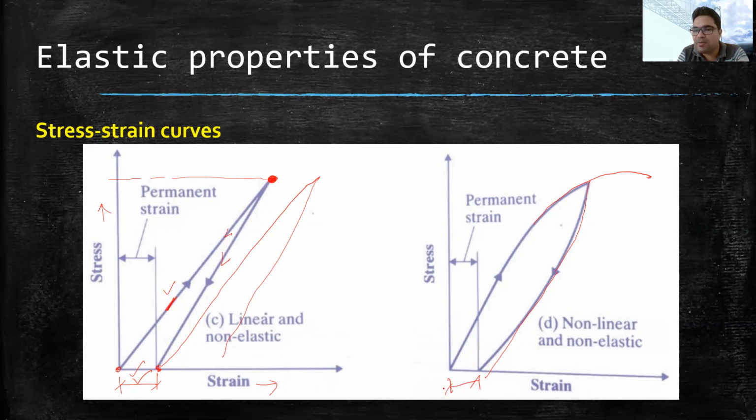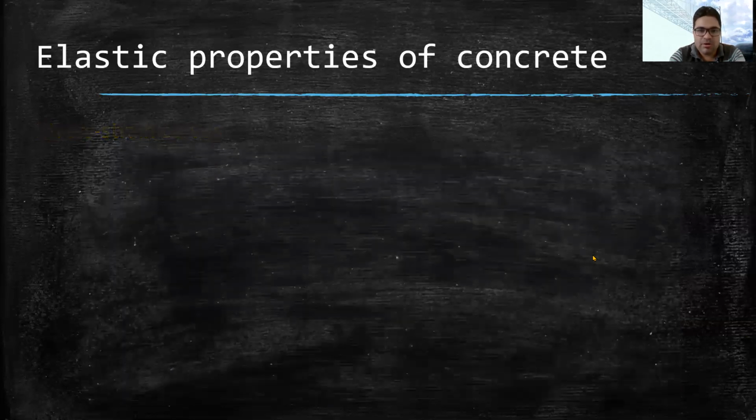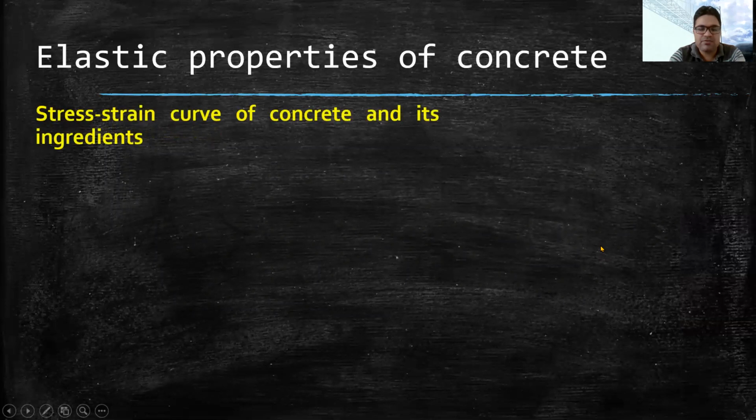So if we again apply the load, then the curve will start from here, not from here. It will not start from here. So this is non-linear, and at the same time it is non-elastic. So at any point of time it is not elastic. Okay. And this non-linear, non-elastic curve belongs to concrete. So the concrete curve is non-linear and non-elastic. So we will see more about the stress strain curve of the concrete.